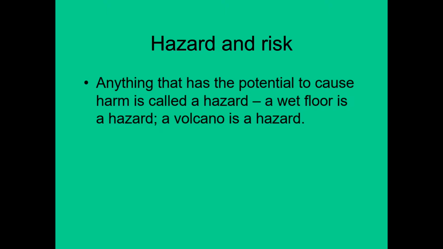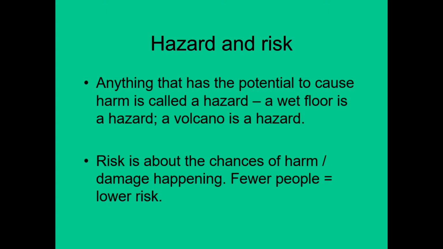So anything that has the potential to cause harm is a hazard. So a wet floor is a hazard because you could slip over and really hurt yourself. A volcano is a hazard because when it erupts it could damage people and property. There are loads and loads of hazards in the world. It's anything with the potential to cause harm. The chance of harm occurring is the risk.